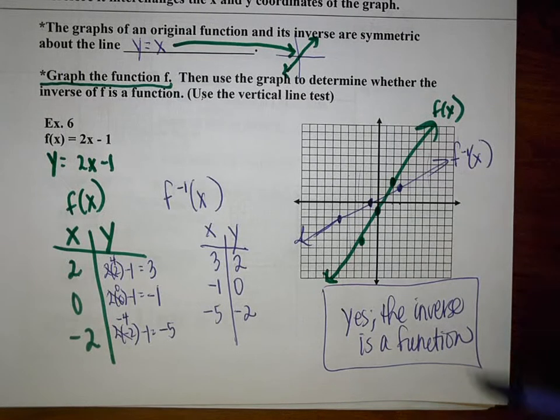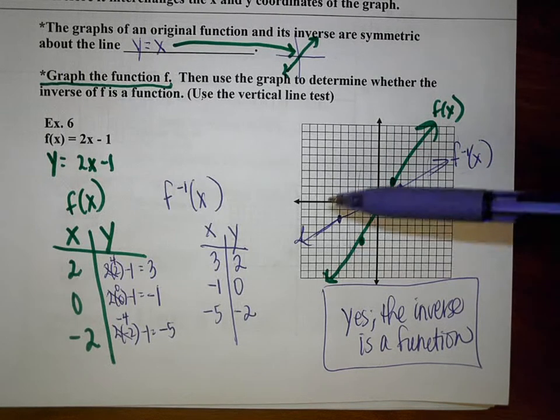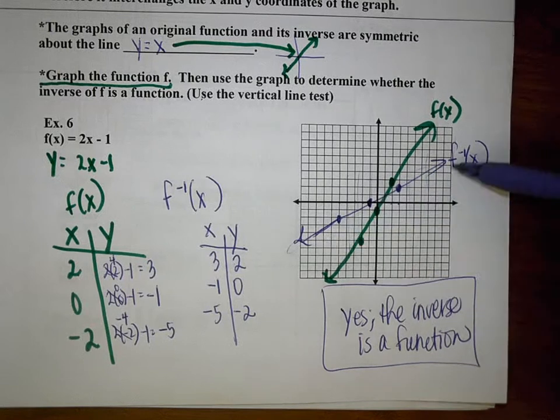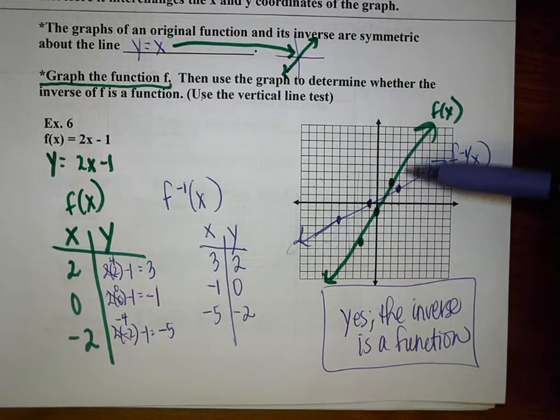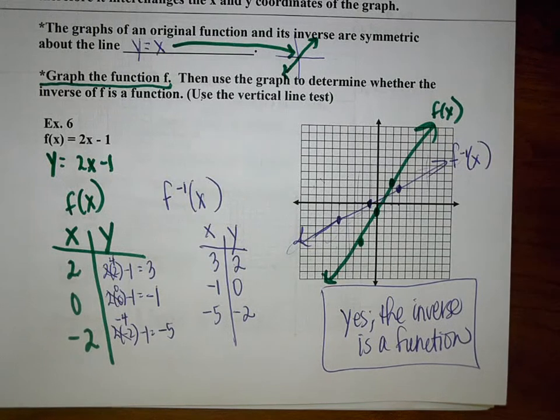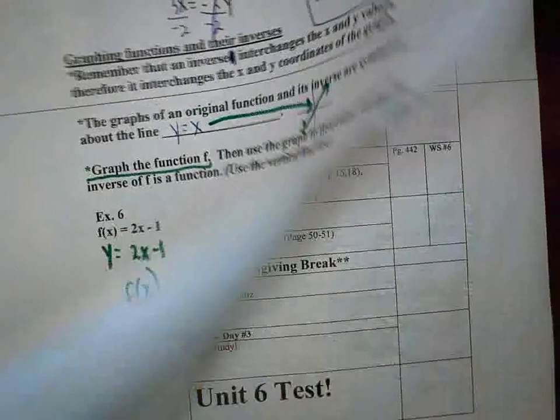Okay, and again, what I meant by is the inverse a function, is does this purple line pass the vertical line test? Does it only hit one point at a time if you were doing your vertical line test? And it does. Okay, let's go ahead and move on.